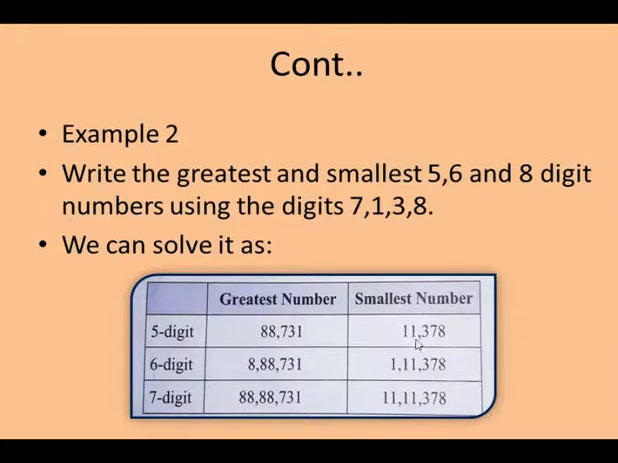In the same way for the smallest, we repeated 1 twice. For the 6-digit number, for the greatest number we repeated 8 three times, and for the smallest we repeated 1 three times. For the 7-digit number, we repeated 8 four times and 1 four times. So in this way we can write the greatest and smallest numbers as per the requirement of digits by repeating the greatest or smallest digits.